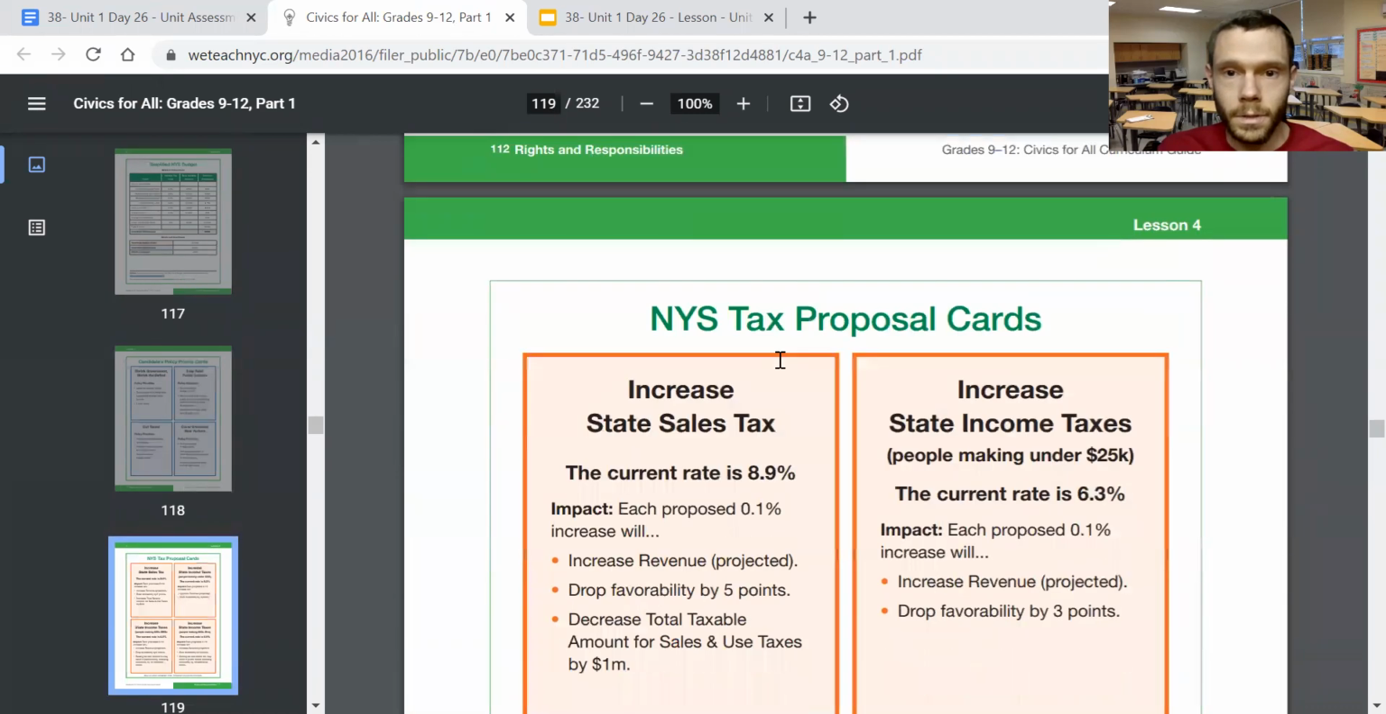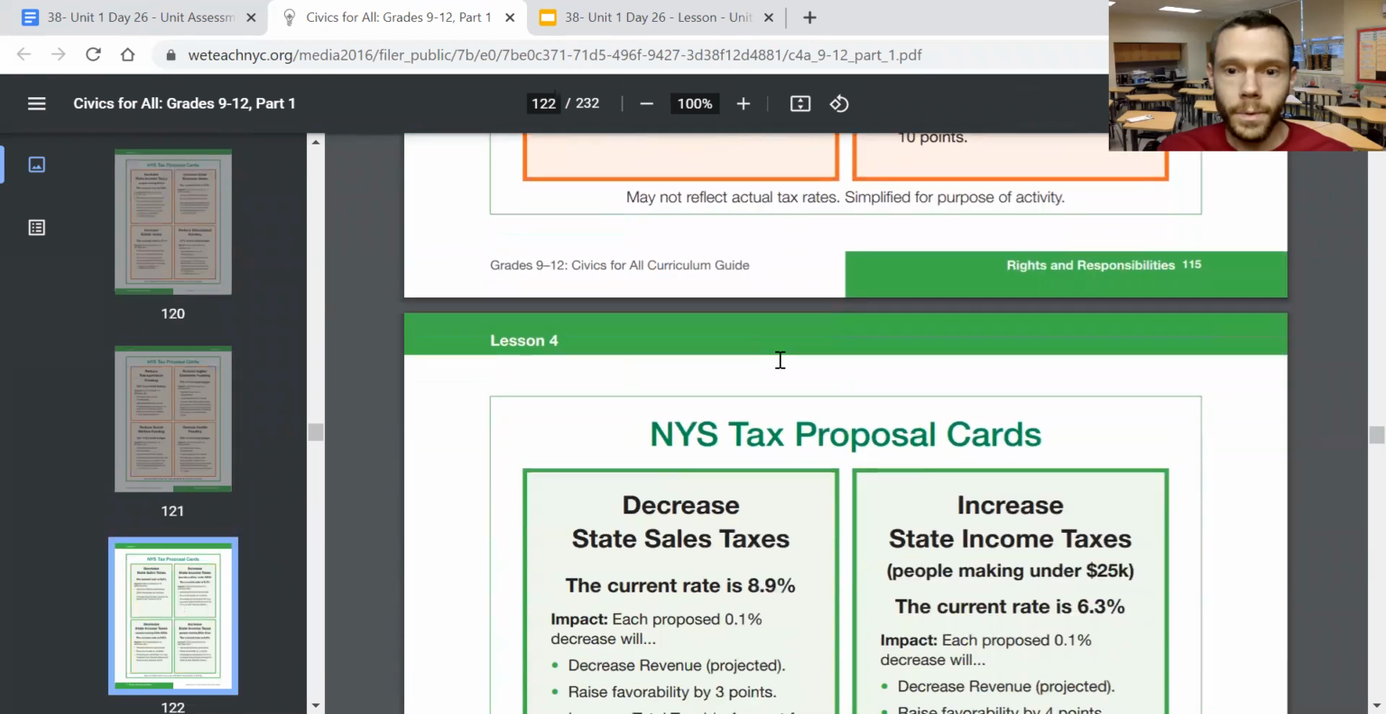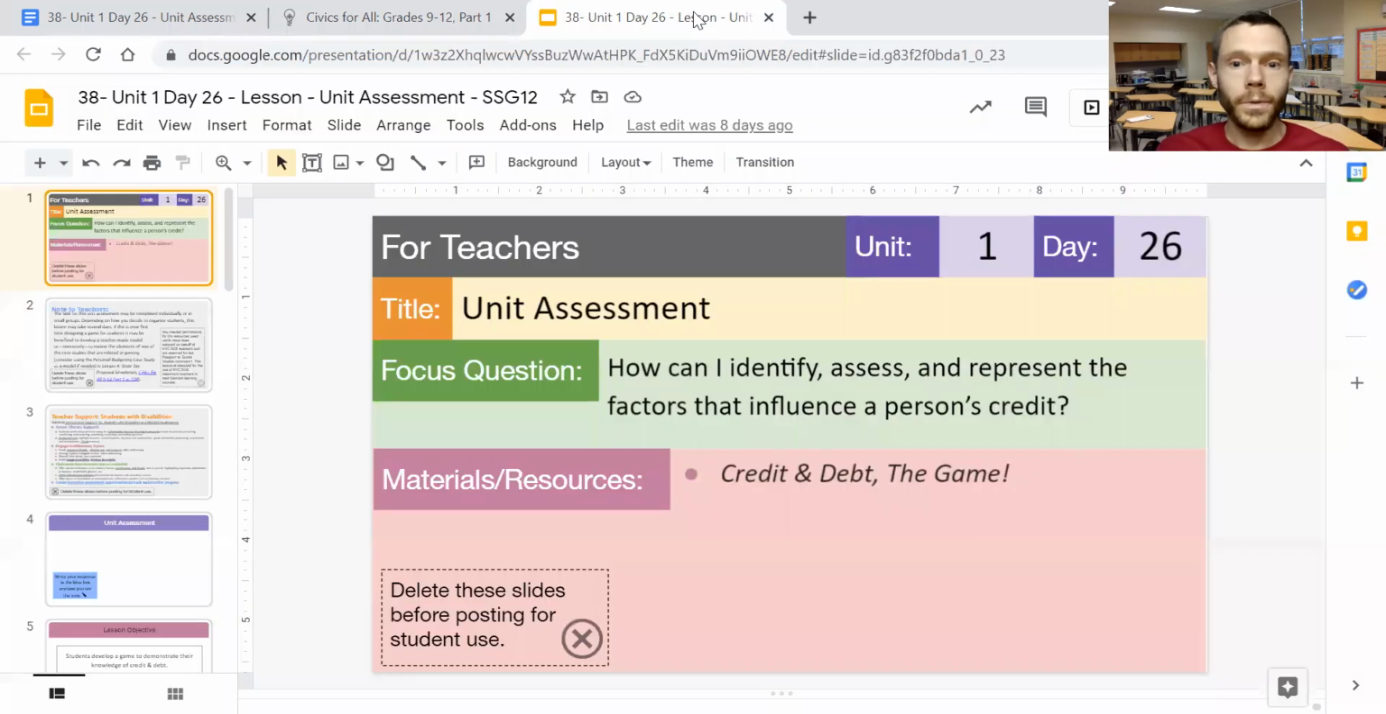So we can see different choices. We see blue, we see an orange color. There's also a green color. There's different ways that you could approach this, again, with your students.